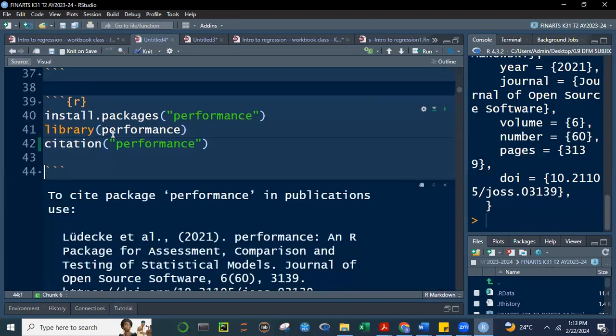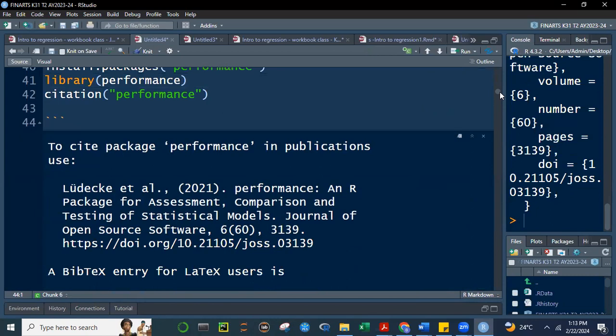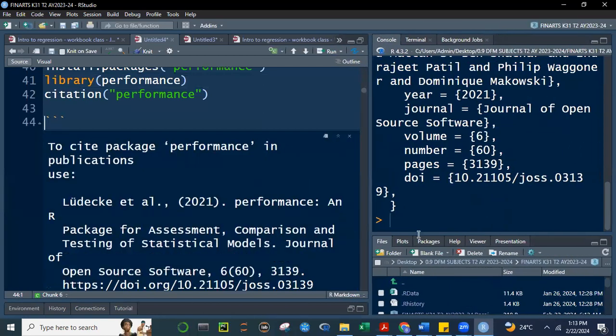The authors, okay, if you want to cite in your research the package that you're using, you can use this to cite package performance. So this was written by Ludecke, an R package for assessment, comparison, and testing of statistical models. This was contributed to the Journal of Open Source Software. Okay, so this is the link of this journal, 2021. So this package is fairly new.